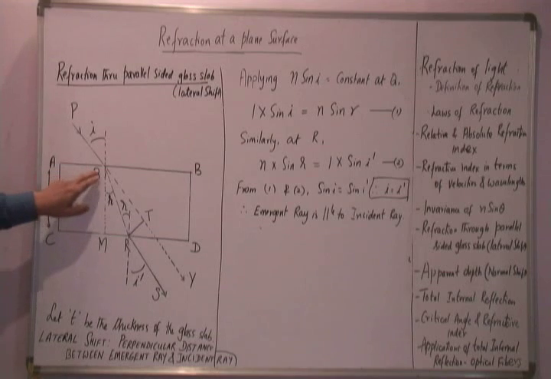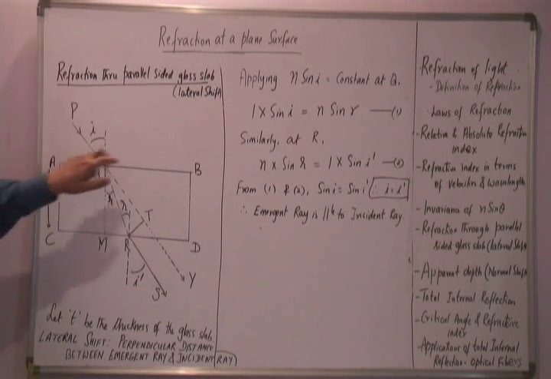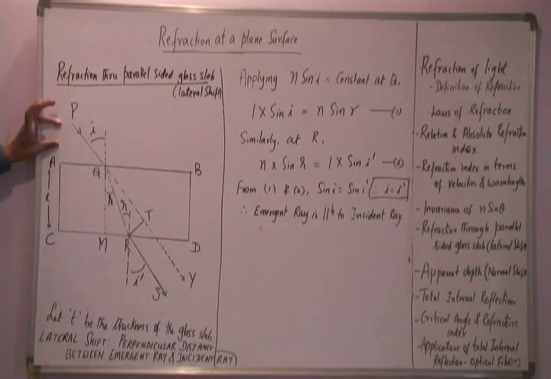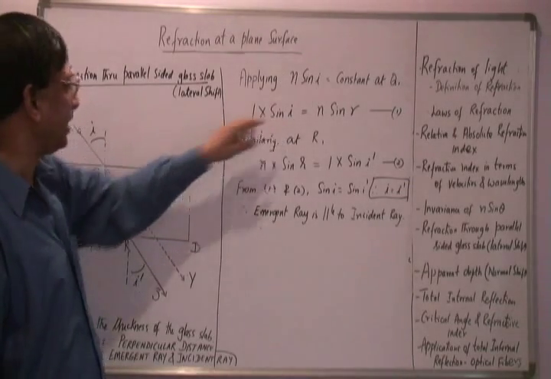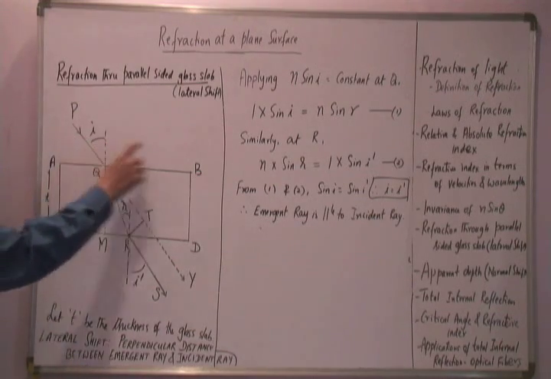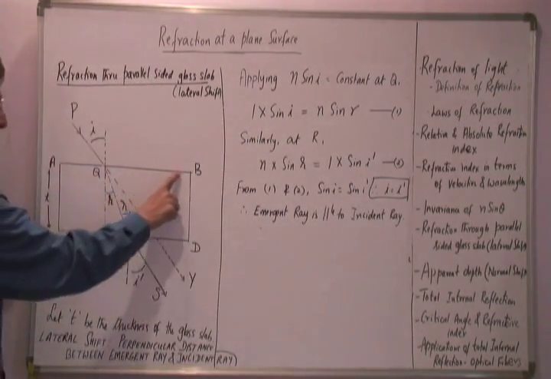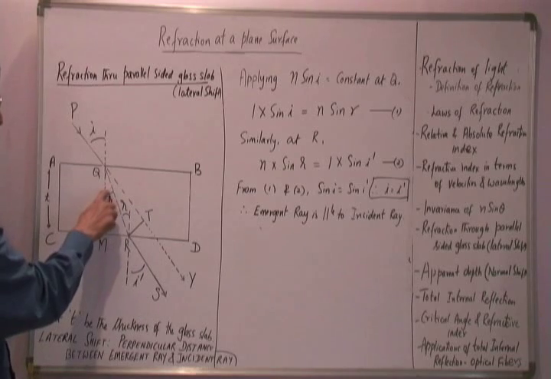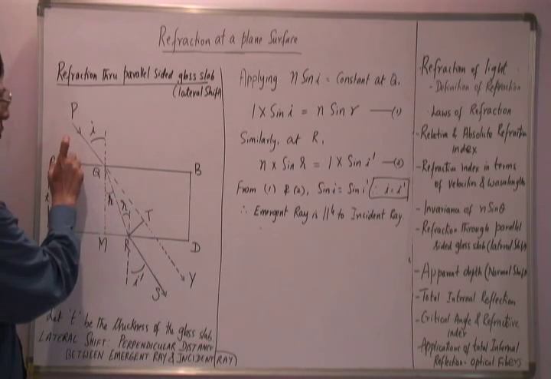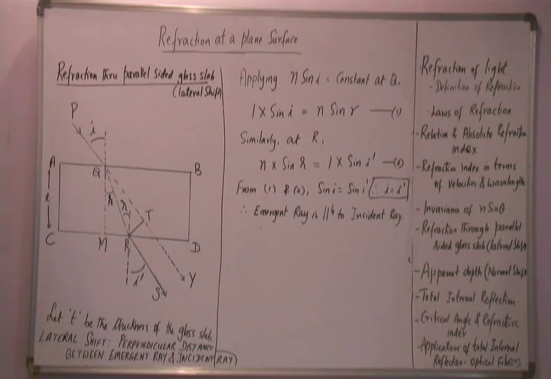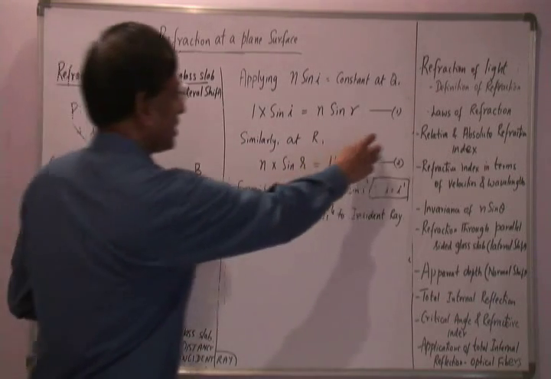When I apply that principle at the point Q, I find that 1 into sine I, because the refractive index of air is 1, where I is the angle of incidence, is the same as n, the absolute refractive index of glass, into sine R, because R is an angle here. So 1 into sine I equals n sine R. I call that equation 1.